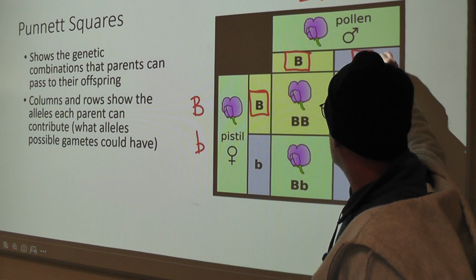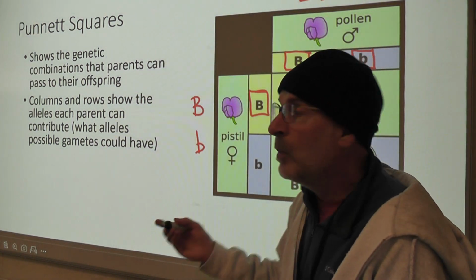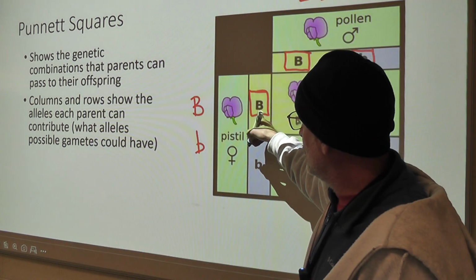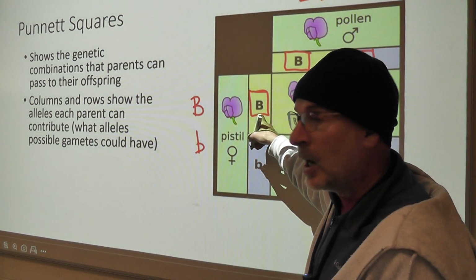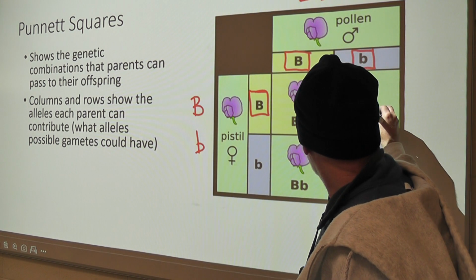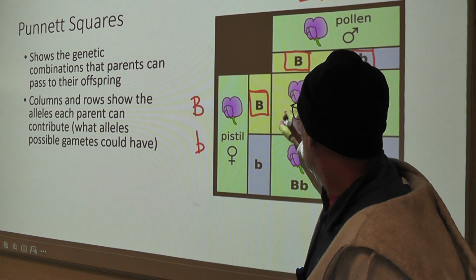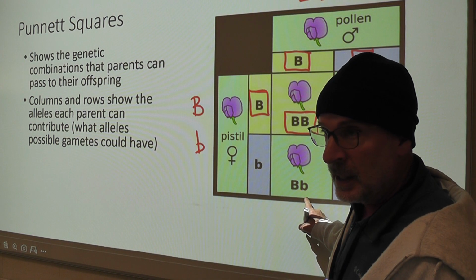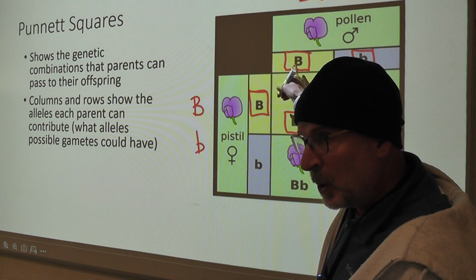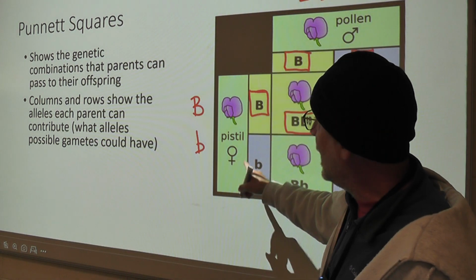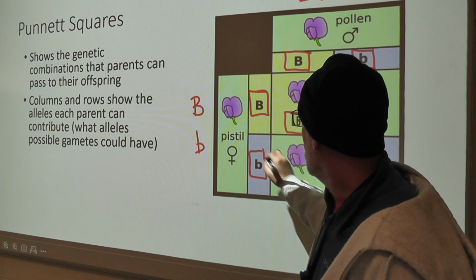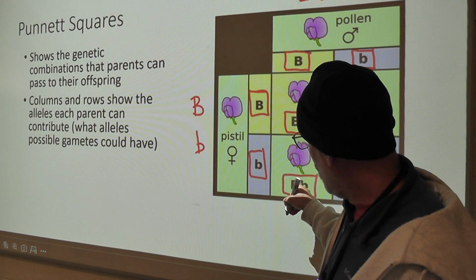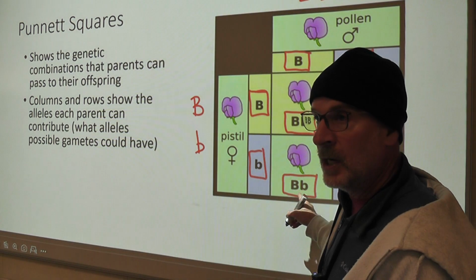The male also might produce a sperm with the recessive allele. If that sperm fuses with an egg from the female that has the dominant allele, then we're going to get an offspring that has 1 of each allele. That will also happen if the sperm has a dominant allele and the egg has a recessive allele. There's 2 ways that these 2 parents can create offspring that have 1 dominant and 1 recessive allele.